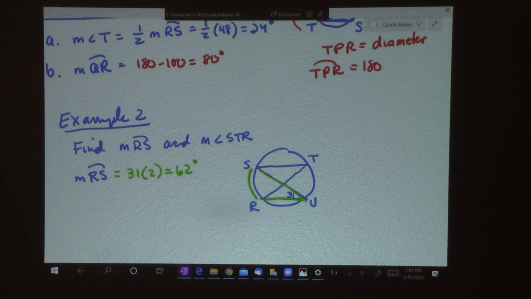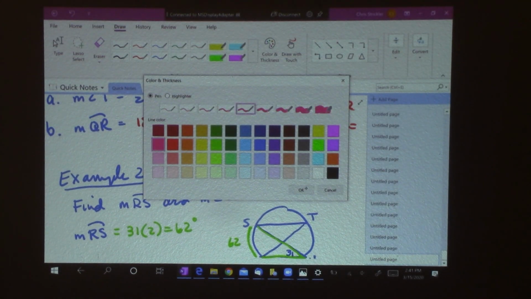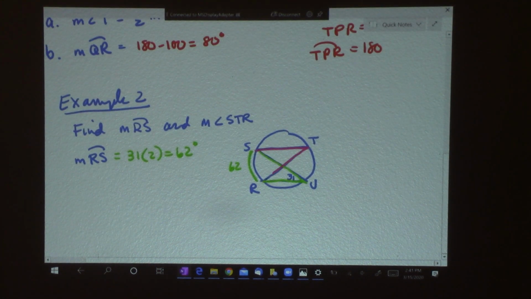And let's see, angle STR. So this is 62. And I'm going to do a different color again. STR is here, so its corresponding arc would also be there. So STR and SUR share the same arc. So if arc SR is 62, this angle is also 31. So the measure of angle STR is 31 degrees.